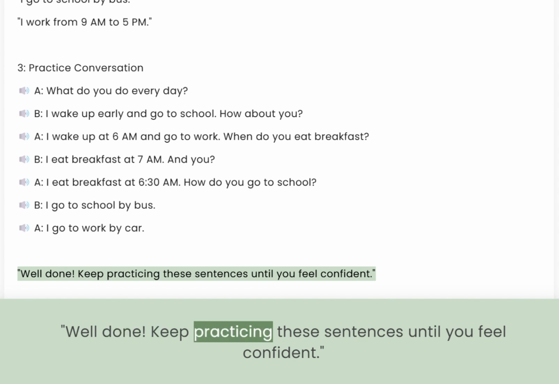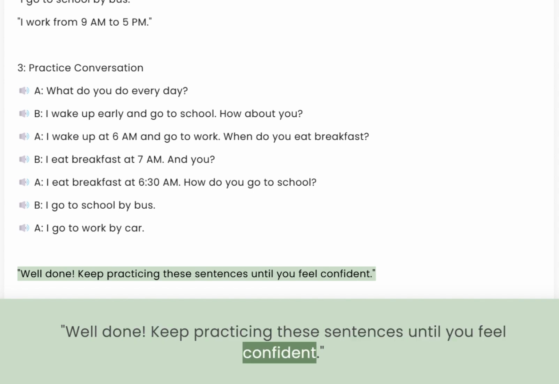Well done. Keep practicing these sentences until you feel confident.